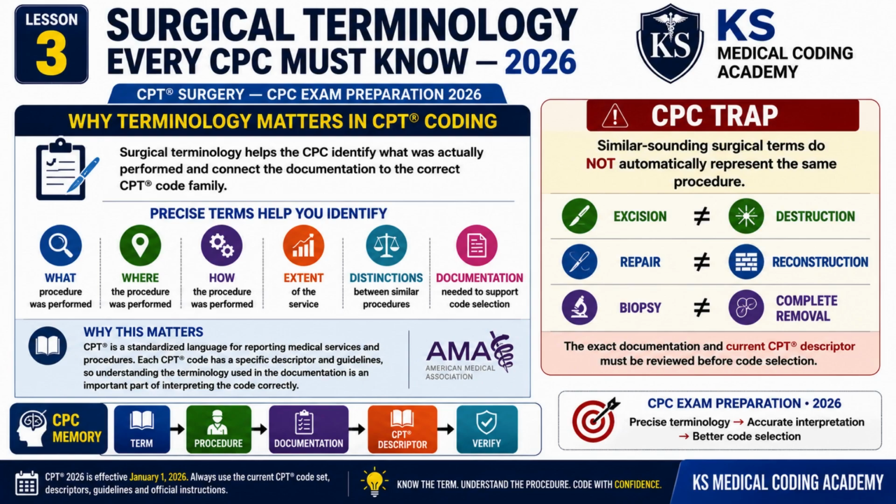The exact wording in the documentation helps us understand the procedure, but we must still verify that information against the current CPT descriptor and applicable guidelines. The AMA describes CPT as a standardized language of descriptive terms and codes for reporting medical services and procedures, with each code having a specific description and guidelines for use. So remember our CPC sequence: term, procedure, documentation, CPT descriptor, verify. The goal is not simply to memorize surgical vocabulary. The goal is to understand the terminology, connect it to the documented procedure, and then verify the correct CPT code. That is how precise terminology supports accurate coding.